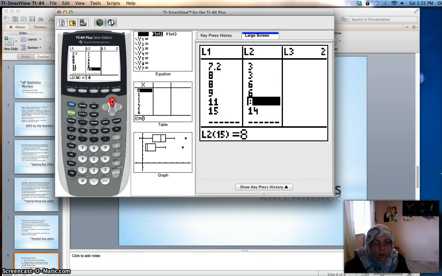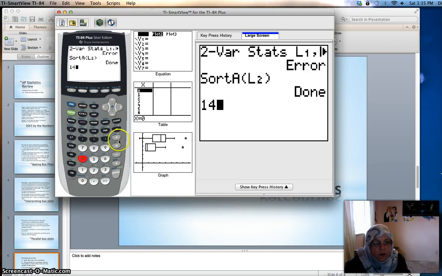Let's say I want to know what percentile the 8 is at. Here's the 8. So it's the 15th number. So there are 14 numbers below it, and there are 16 numbers altogether. So 14 numbers below it divided by 16 total numbers puts 8 at the 87.5 percentile.